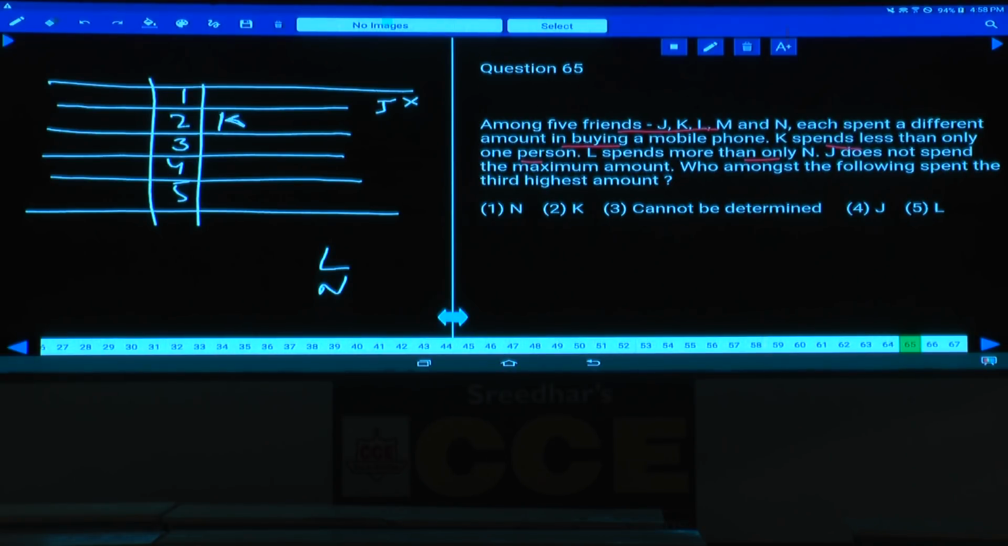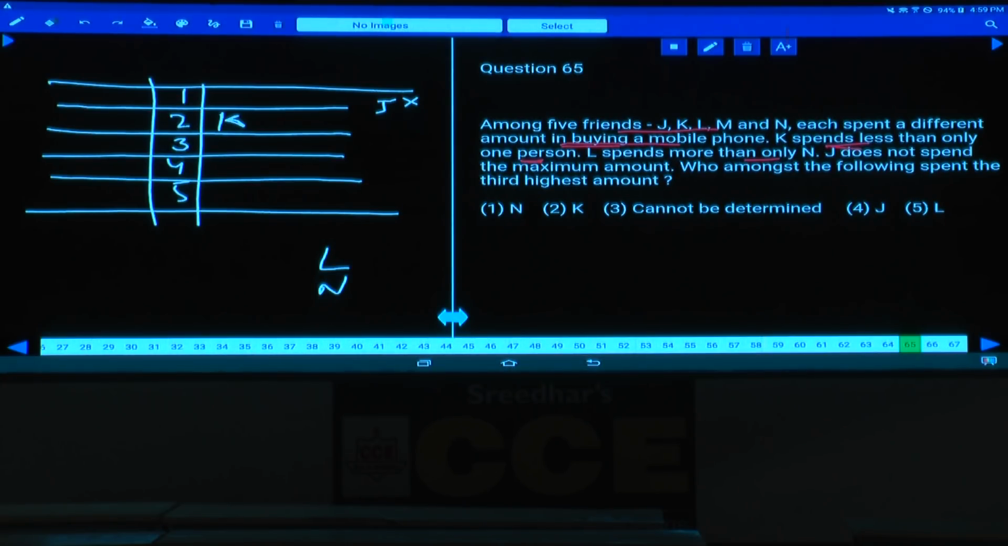Each spent a different amount. Then who among the following spent the third highest? Each spent a different amount in buying a mobile. K spends lesser than only 1 person, isn't it? L spends more than N and J does not spend the maximum amount. Tell me, who is the third highest here?